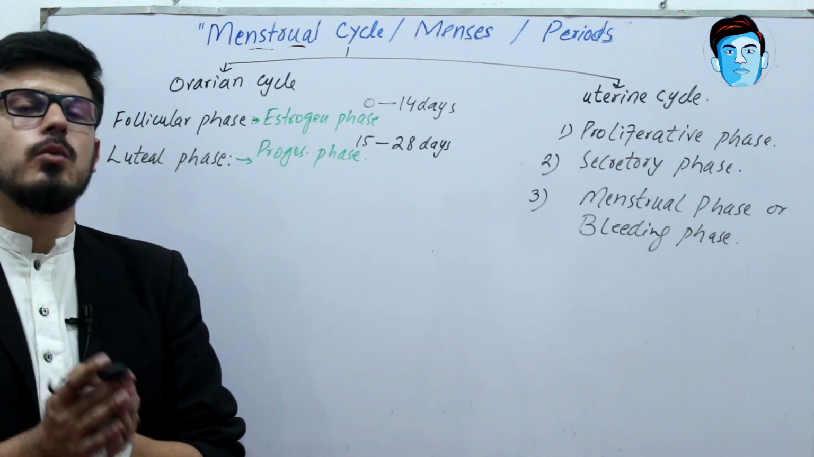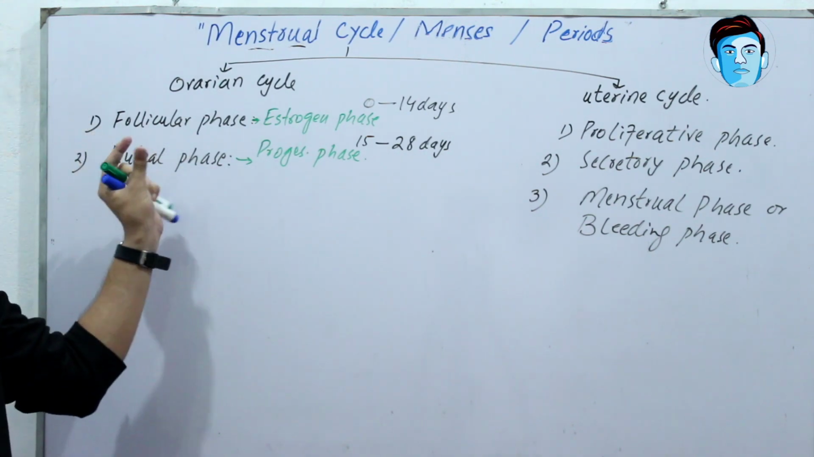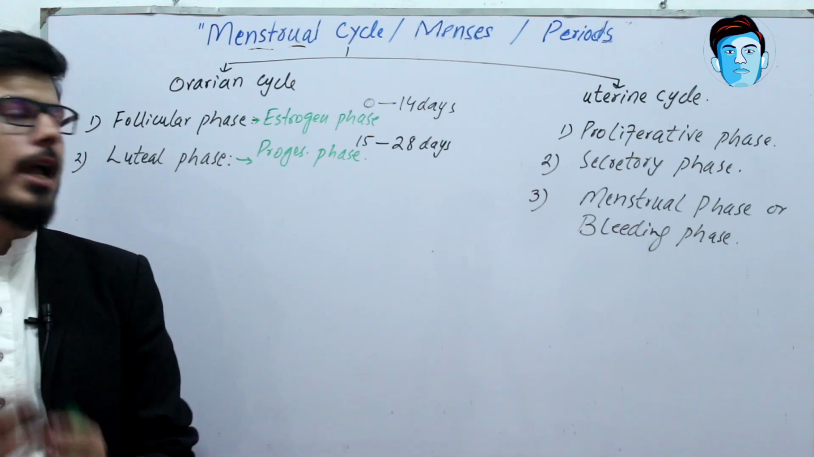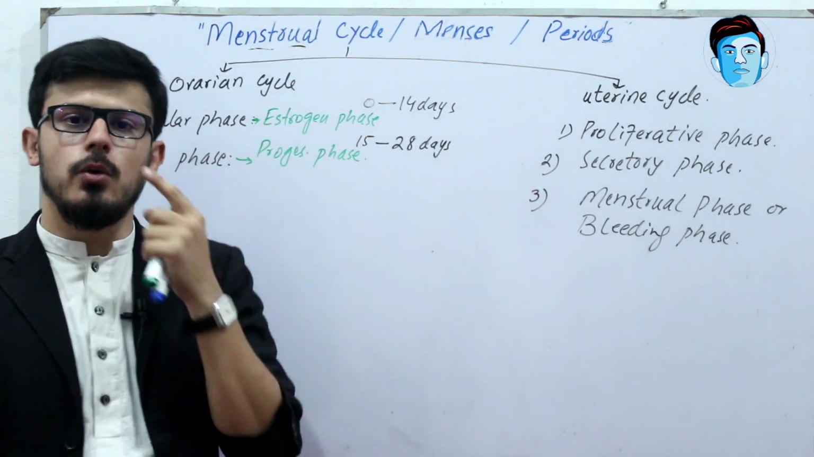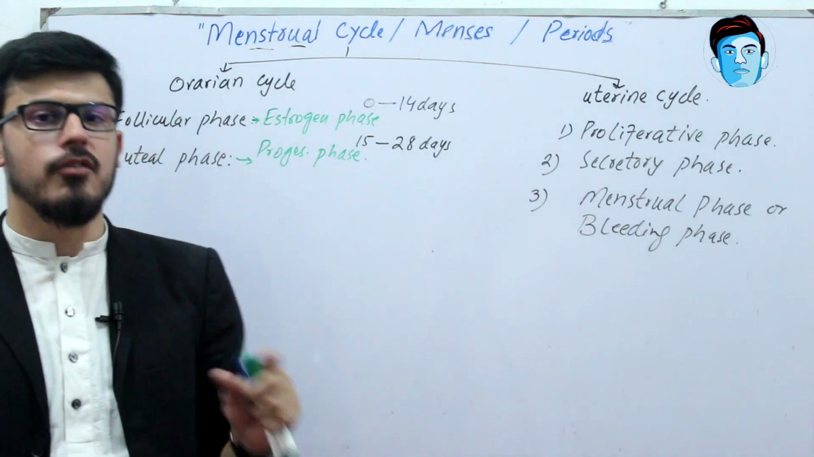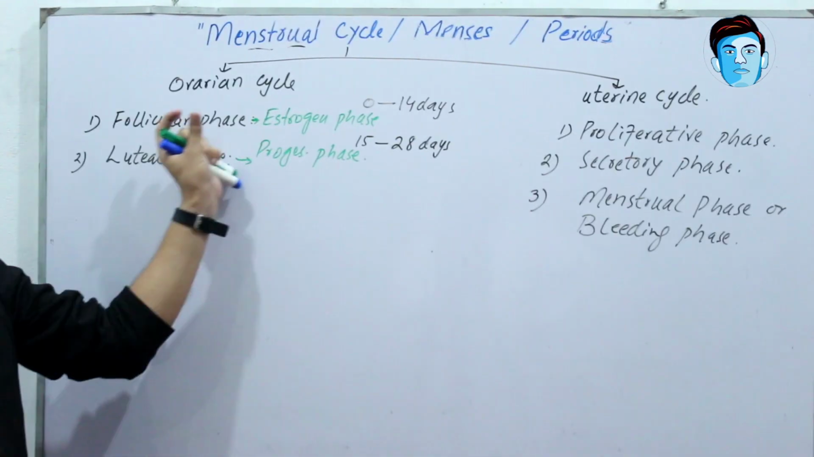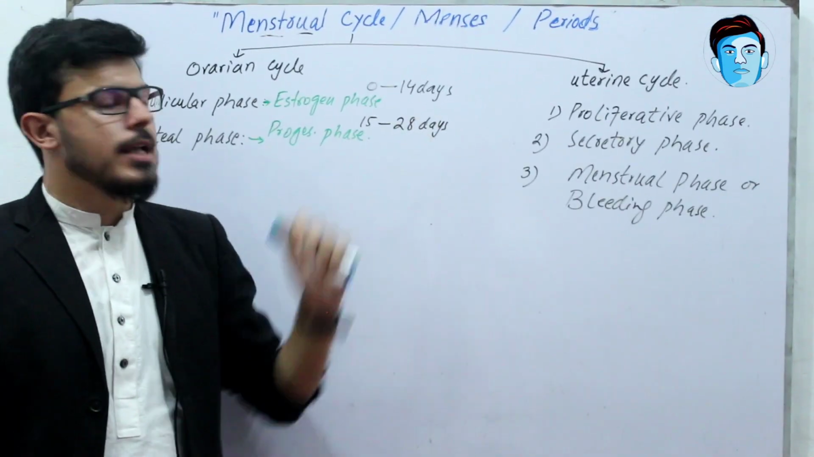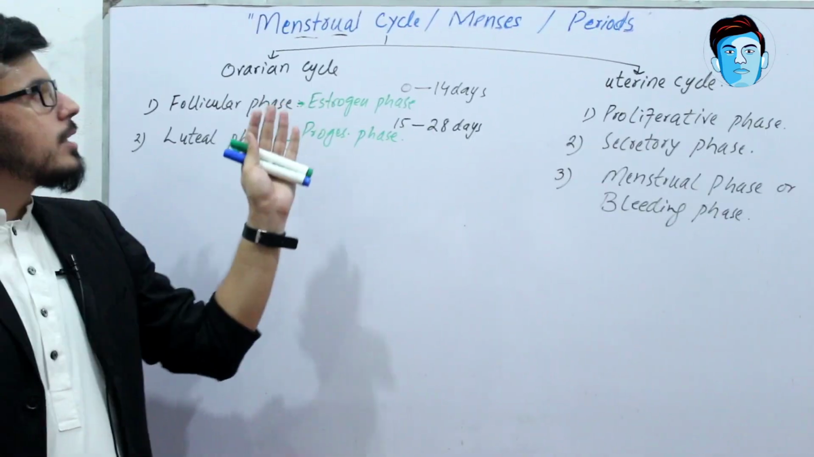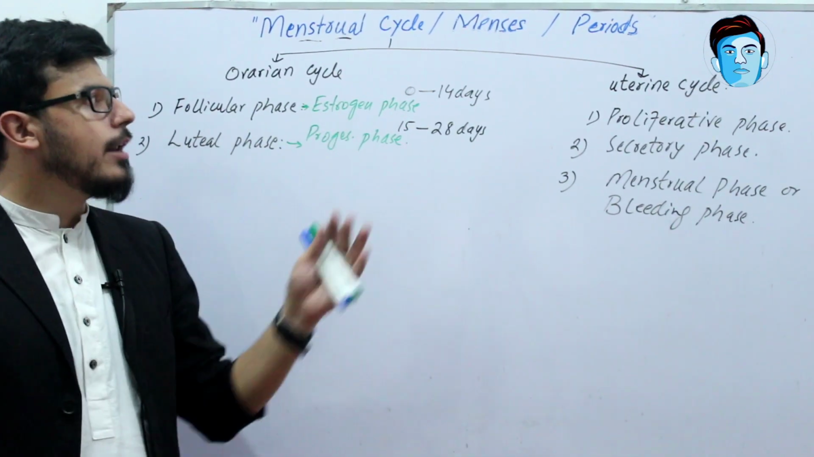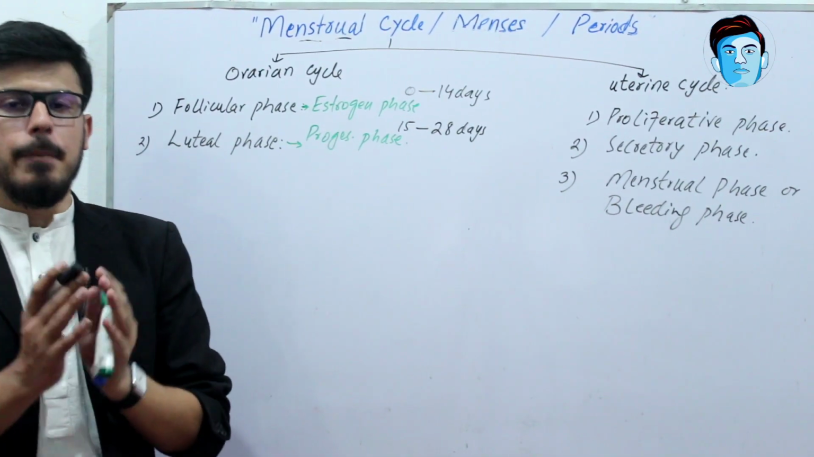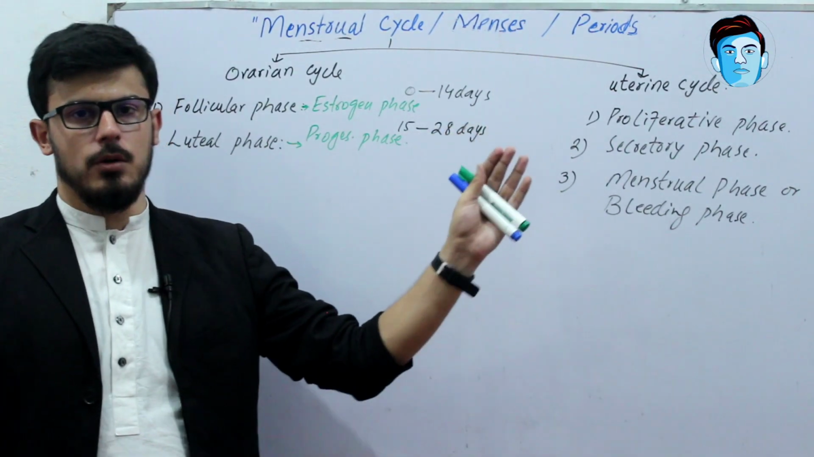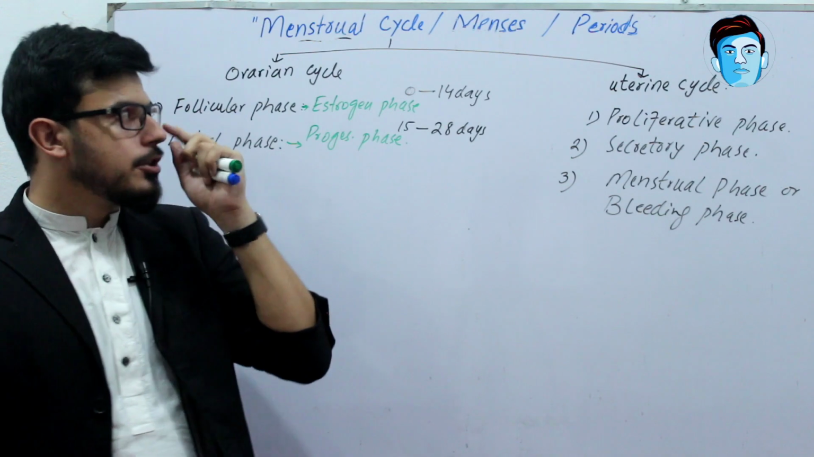So I will repeat it once again. Whenever the follicular phase is running in the ovarian cycle, at the same time the proliferative phase will continue in the uterine cycle. In a similar fashion, if the luteal phase continues in the ovarian cycle, the secretory phase will continue in the uterine cycle. So it means the ovarian events and uterine events are correlated with each other, and basically it is the ovarian events which determine the uterine events. So please pay attention to these points.